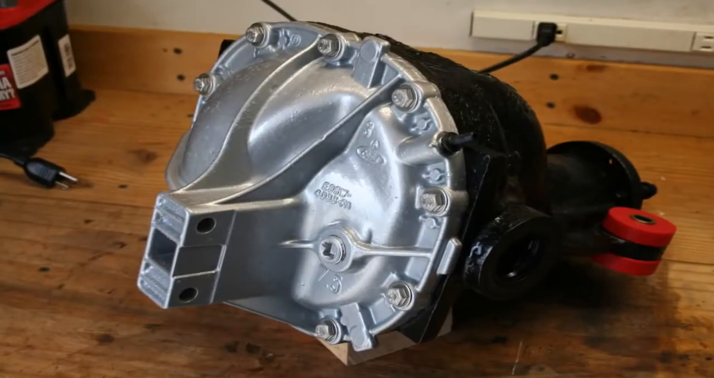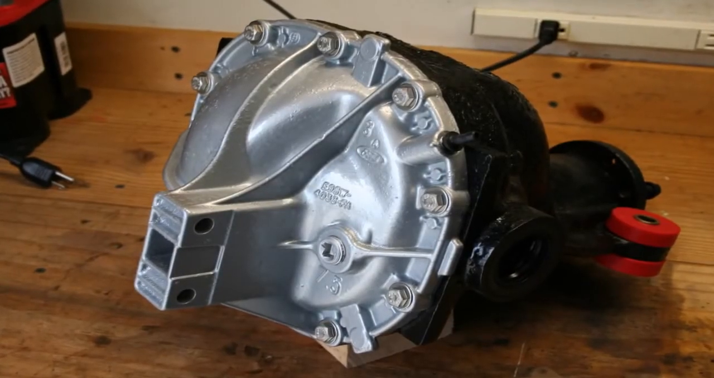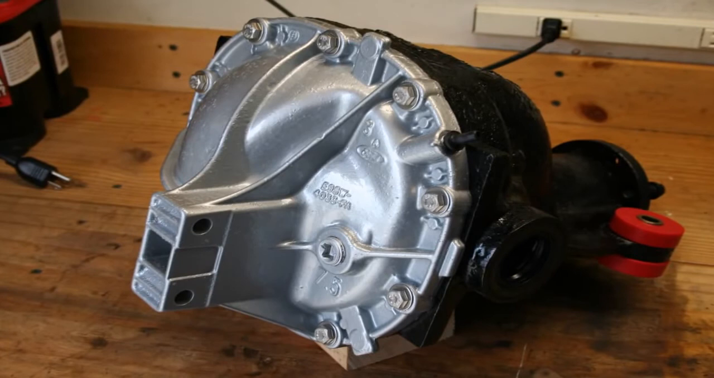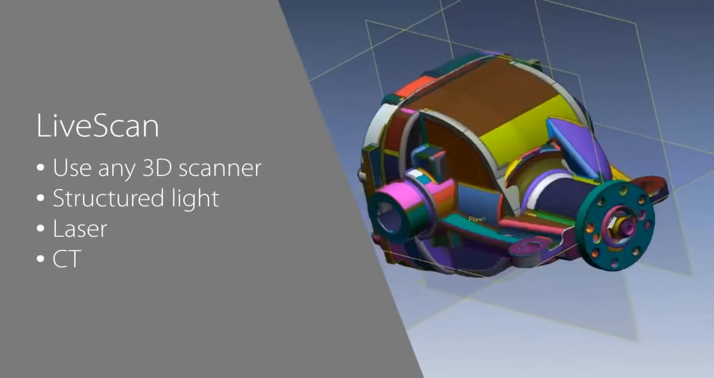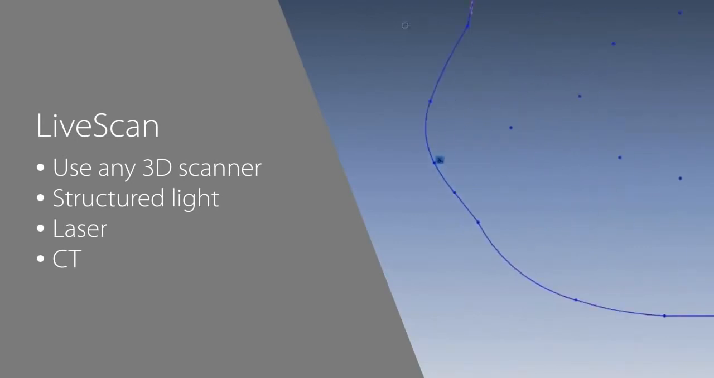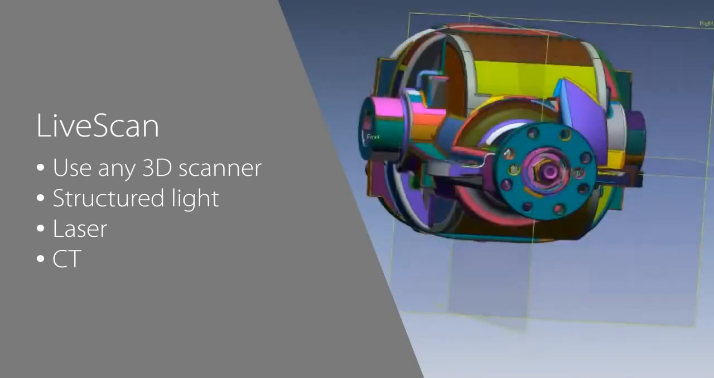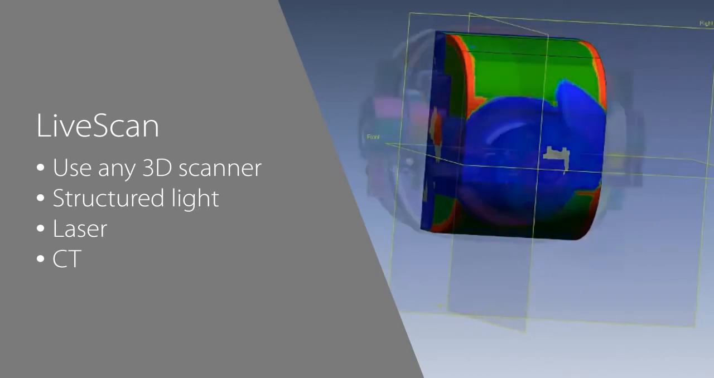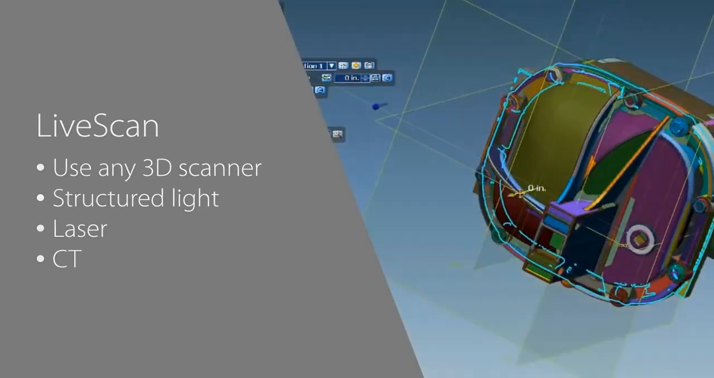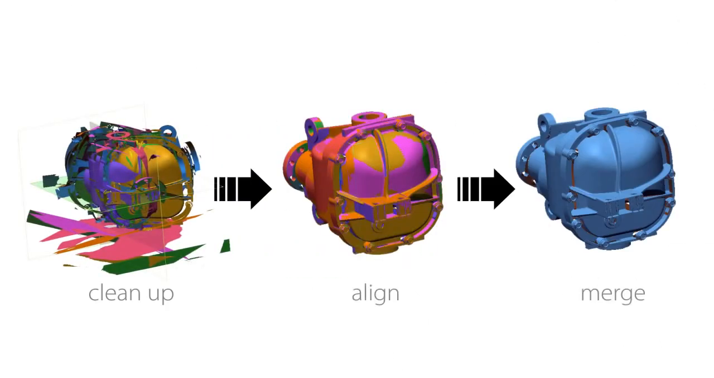We'll use Design X to design a new housing for this differential. The original differential was 3D scanned directly into Design X using the LiveScan feature. 3D Systems is partnered with many 3D scanner makers so that you can scan directly into Design X. You can also import point cloud and mesh data from any 3D scanner, including structured light, laser, and even CT scanners. Our legendary mesh editing tools are built in, enabling us to clean up, align, and merge the scans into a single object with ease.